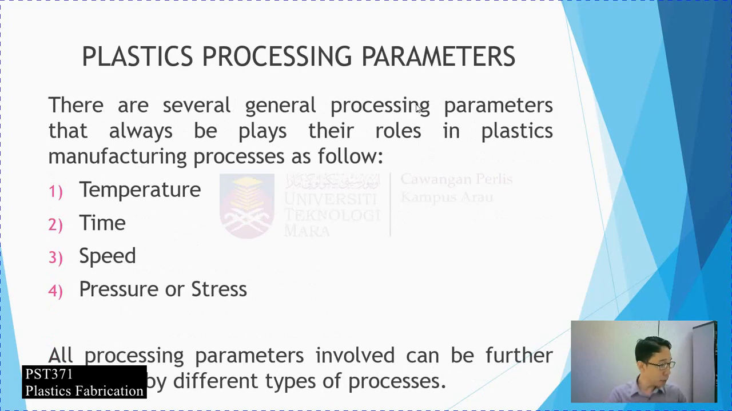Next, plastic processing parameters. Still in plastic processing parameters, there are several general processing parameters that always play their role in the plastic manufacturing process as follows. Okay, these are the most important parameters for thermoplastic material. The first one is temperature. Okay, the raw material you need to convert to the final product, you need temperature, either to melt it or to turn it into a rubbery state. Okay, temperature.